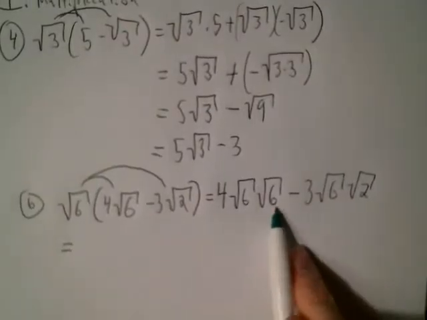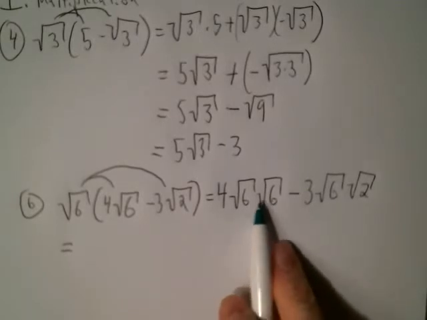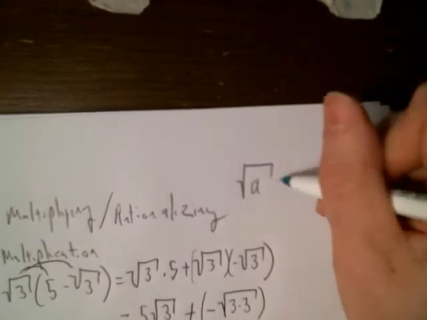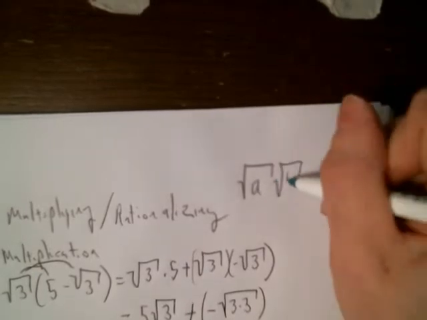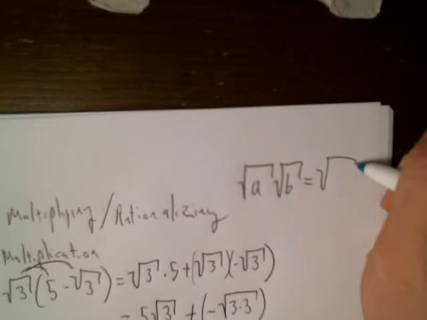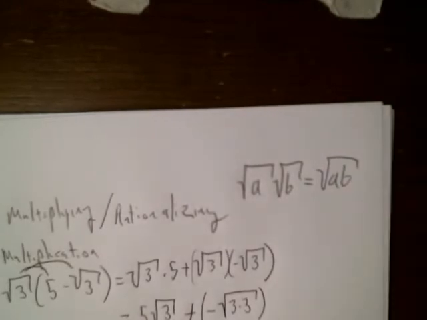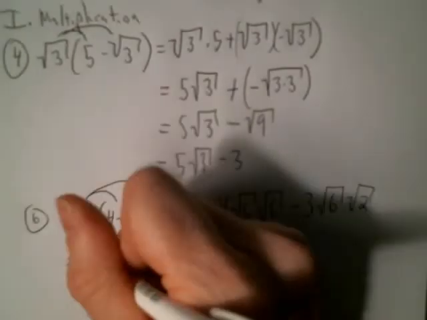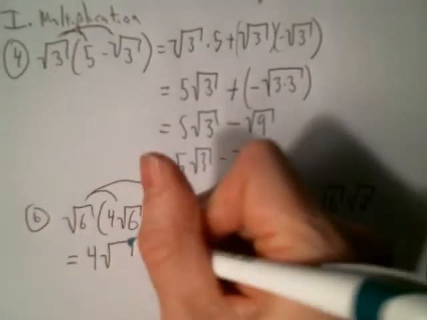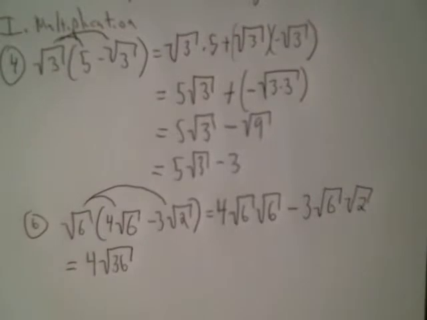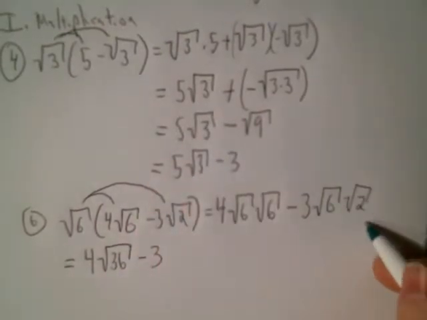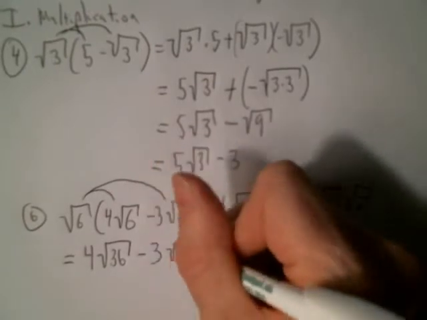Then we can multiply out the guts here of these radicals. Remember our product rule for radicals. If you have radical A times radical B, that's equivalent to radical A times B. So we can write radical 6 times radical 6 as the square root of 6 times 6, which is 36. And then minus 3, radical 6 times radical 2 is the same as radical 12.